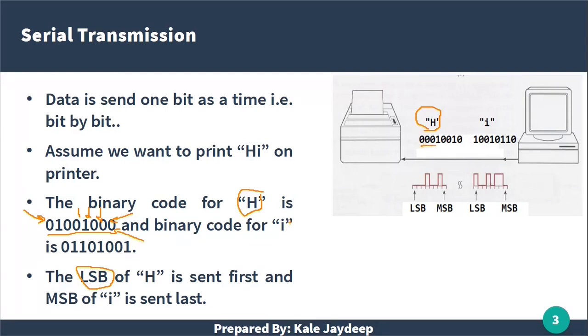Similarly, how will the letter I be transmitted? Again, transmission of the letter I will start from its LSB. Which is the LSB for letter I? The LSB of letter I is 1. So transmission of this letter I will start from this LSB, and at the end the most significant bit of letter I will be sent, that is 0.